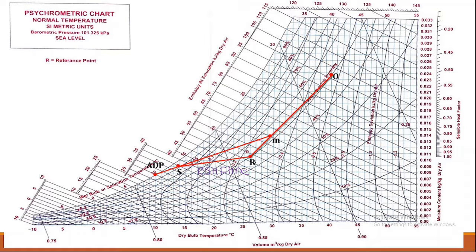Okay, but here in this case, this R is also a room condition and it is also a fresh air condition. That's why we can extend the line SR up to the sensible heat factor line to find out the sensible heat factor. Okay, so that is how it is. Now corresponding to this point on the sensible heat factor line, the point is near about 0.78. Okay, so the room sensible heat factor from the sensible heat factor scale is found to be 0.78. Okay, so this is how you can solve the problem. Thank you.